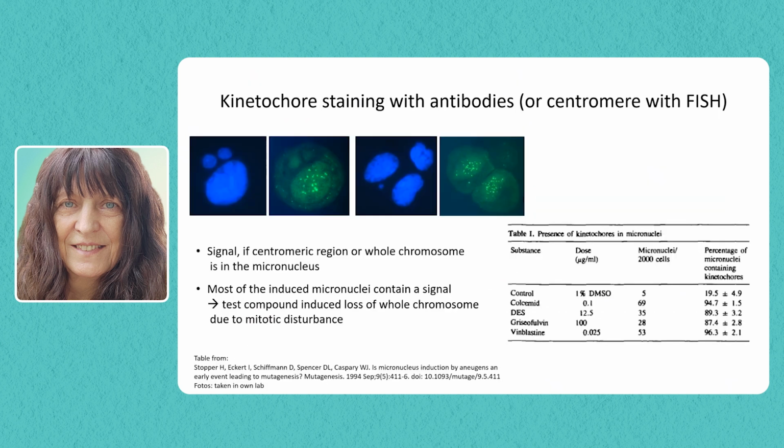So you can do another thing with micronuclei as well. You can see what is in them. You can stain them with either immunofluorescence, an antibody staining, or with fluorescence in situ hybridization for the centromeric region of the chromosome. There are antibodies which stain the proteins around the centromeric region.